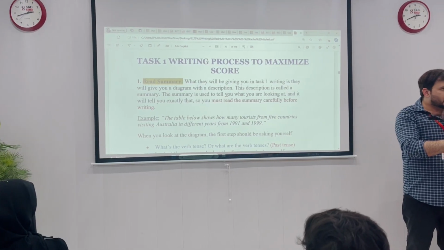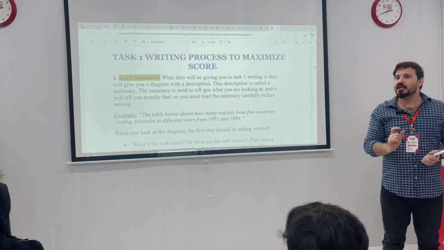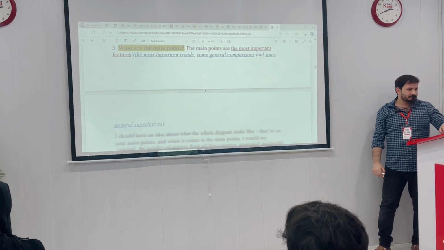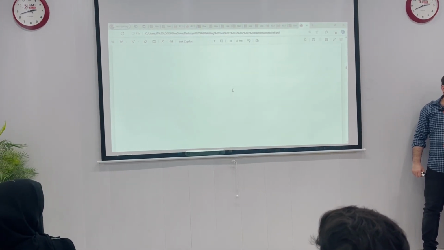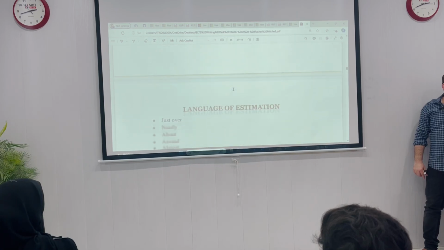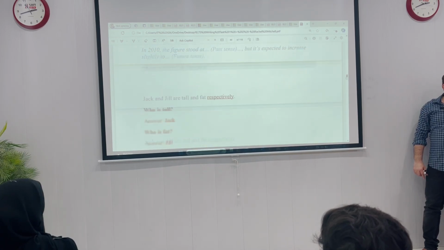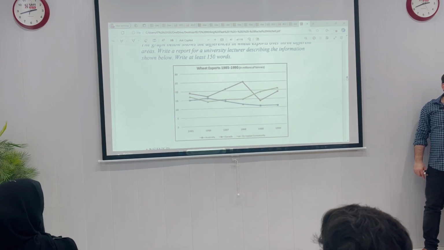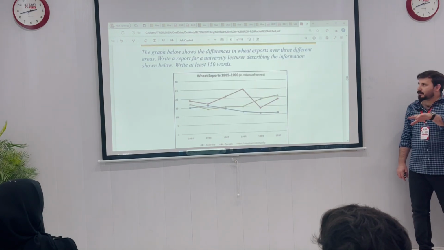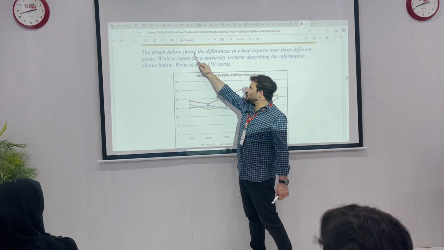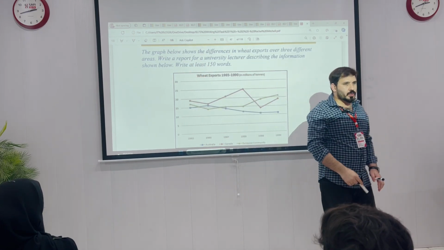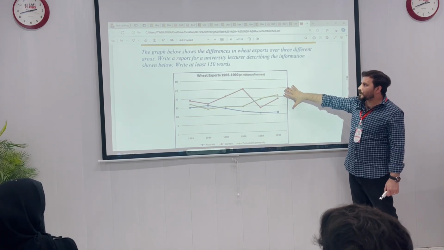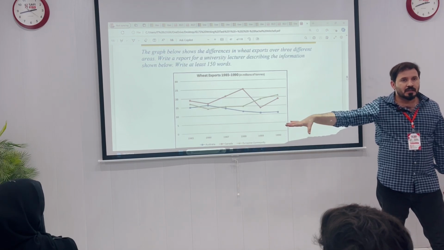So initially, when you start writing your introduction, you will add what? The name of the graph. If it's a line graph, suppose, let me show you the names of different graphs here. Now, can you see here? It's an example. The graph below shows. Can you see the graph? Did they provide us the name of the graph? No, we don't have the name of the graph. So what do you call this graph? The name of the graph is line graph.